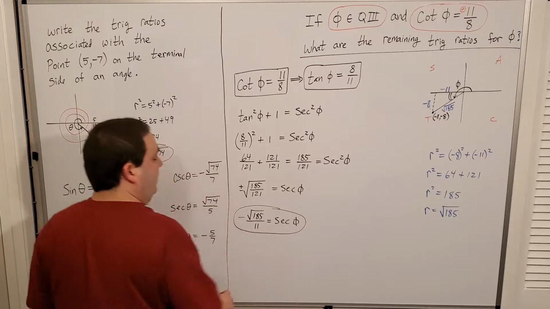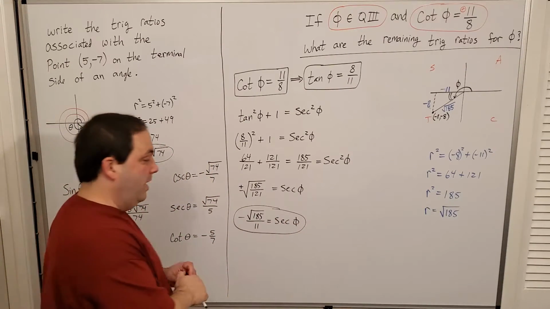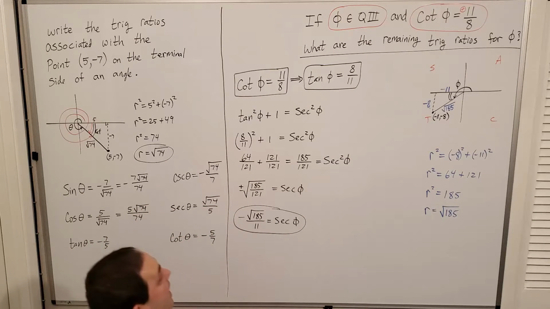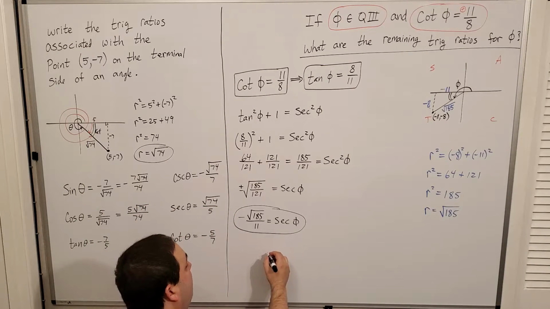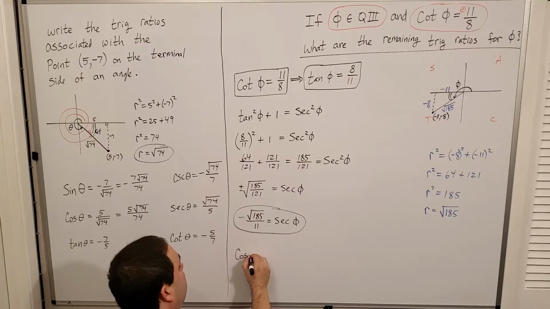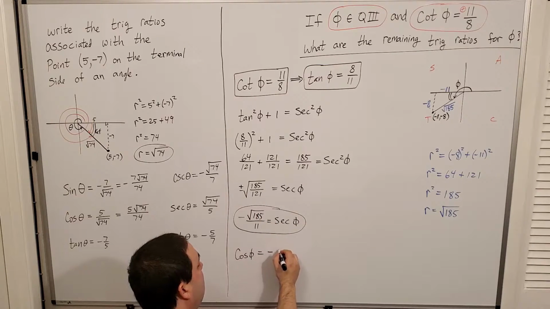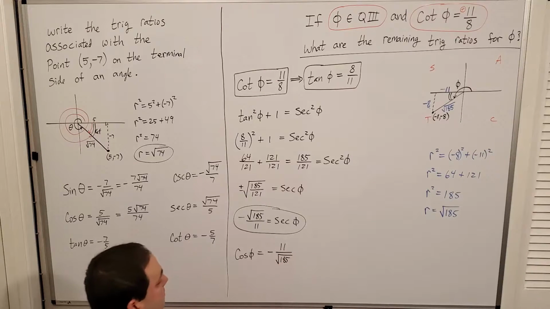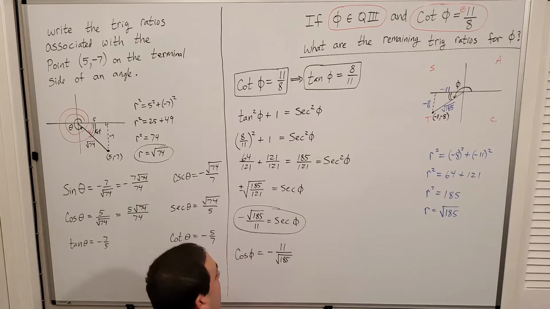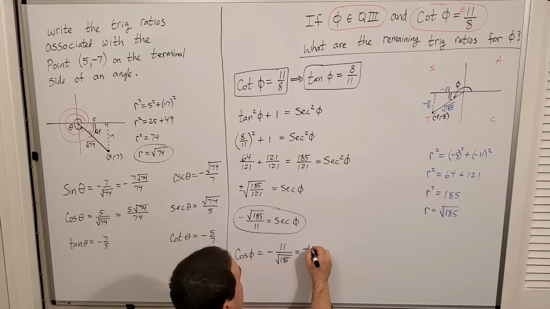So now I've got secant, which of course from a reciprocal identity means I also automatically have cosine. So cosine of phi is going to be the reciprocal of this, negative 11 over square root 185. Of course, I'm going to want to rationalize that. Negative 11 square root 185 over 185.